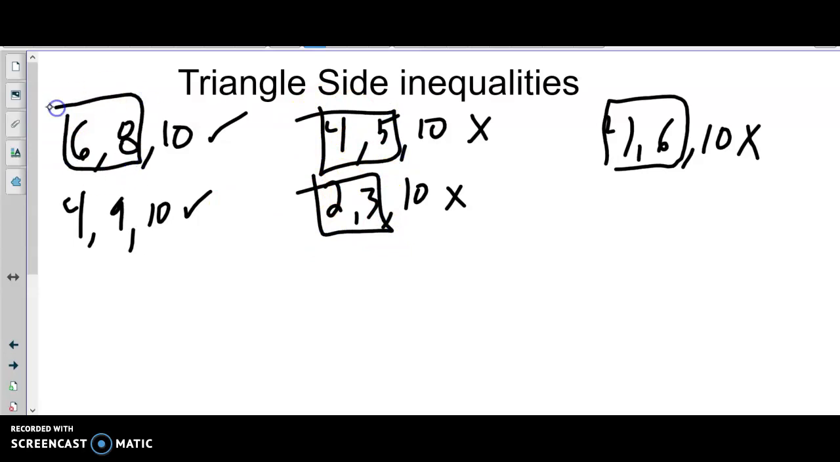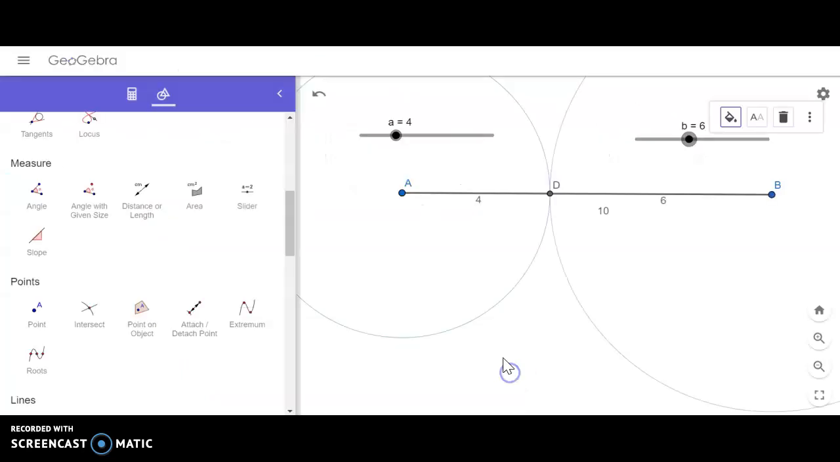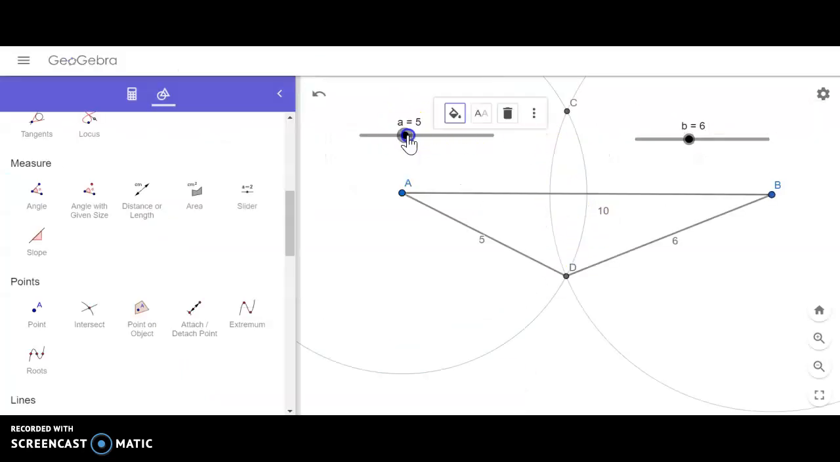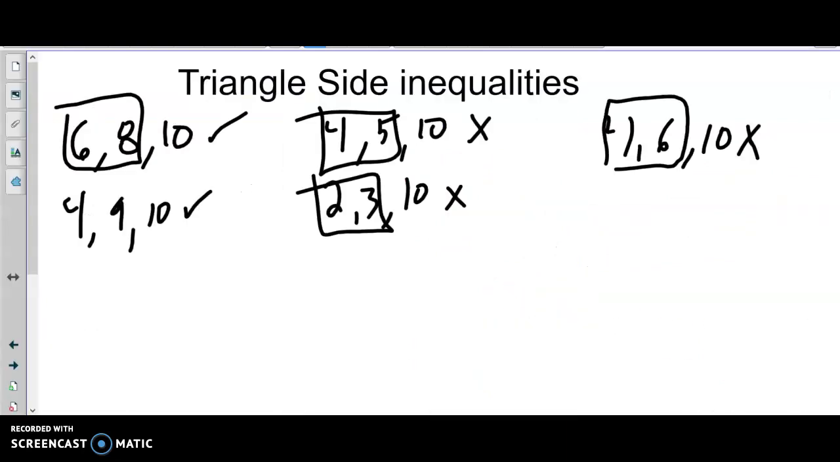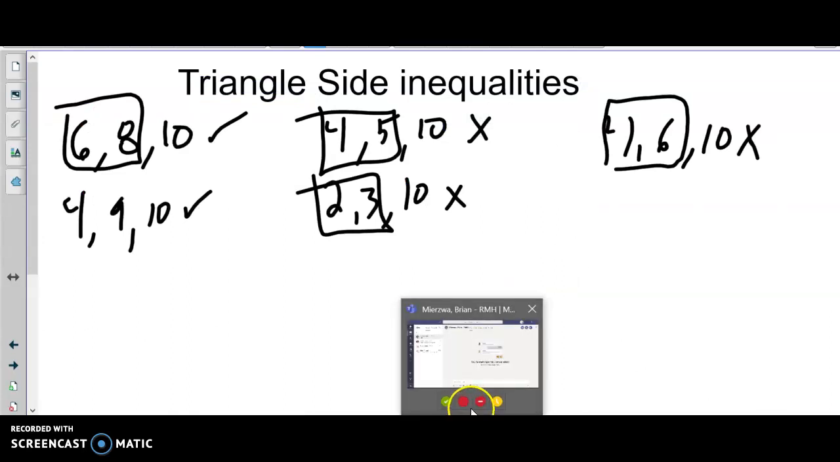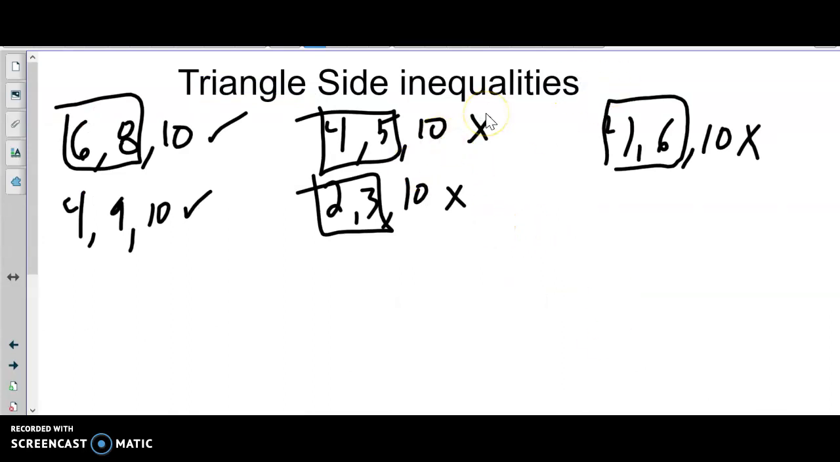But here, these two, 6 plus 8 is 14. 4 plus 9 is 13. So those go above it. So what we actually want to see is that it's not that I just want to get there, but I actually want to get more than that to get my triangle. So I want the sum of the two sides to be larger than the third. But it's every side that we have to look at, because 10 may not be the fixed one.